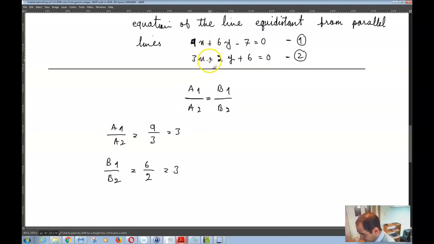And of course, this is not equal to C1 to C2, because that's negative 7 to 6. If this was equal to C1 to C2, then you would essentially have the same lines.